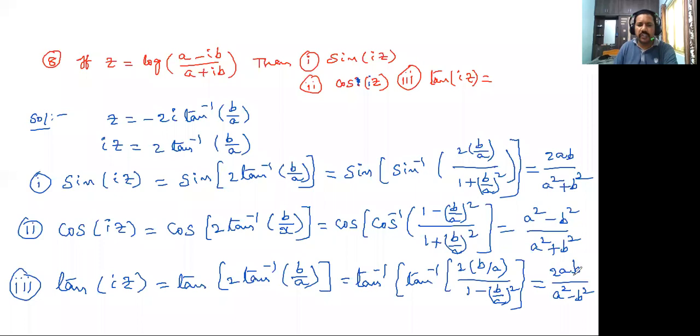I think all of you understood now. You have to remember it: the 2 tan inverse x formula. In terms of sine inverse, it is sine inverse of 2x by 1 plus x square. In terms of cos inverse, it is cos inverse of (1 minus x square) by (1 plus x square). In terms of tan inverse, it is tan inverse of 2x by 1 minus x square. Use that formula and you will get sin iz, cos iz, tan iz. Similarly, you can find cot iz also.